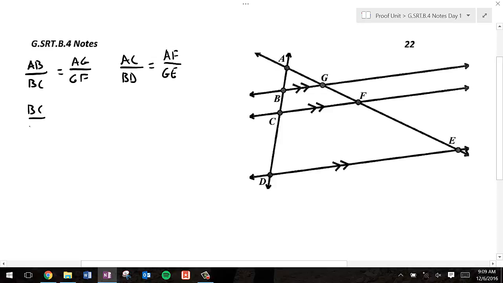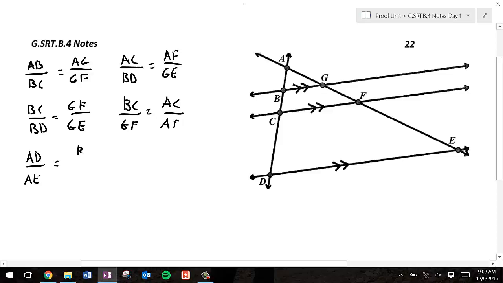I've got BC over BD is congruent to GF over GE. I've got BC over GF is equal to AC over AF. I've got AD over AE is equal to BC over GF.